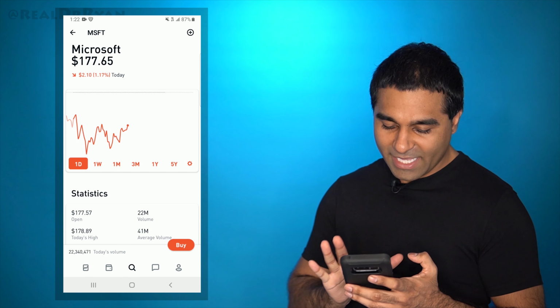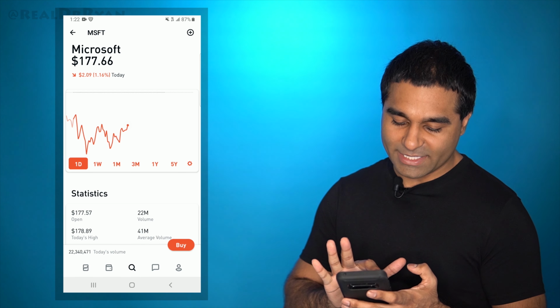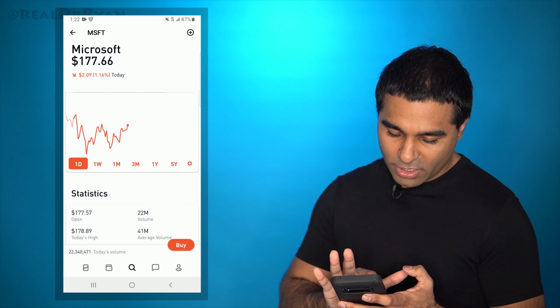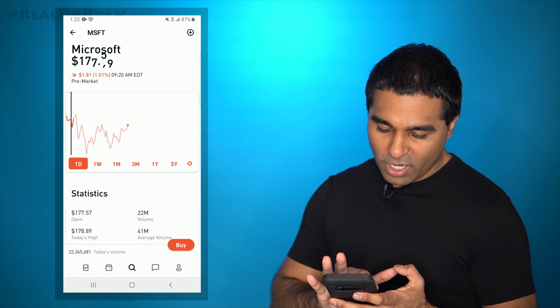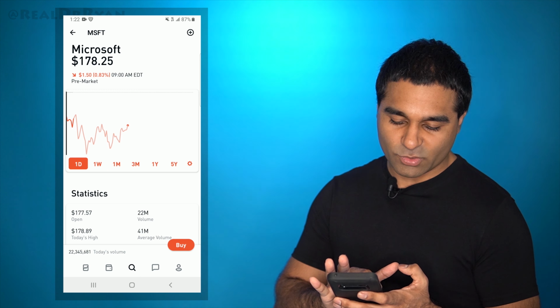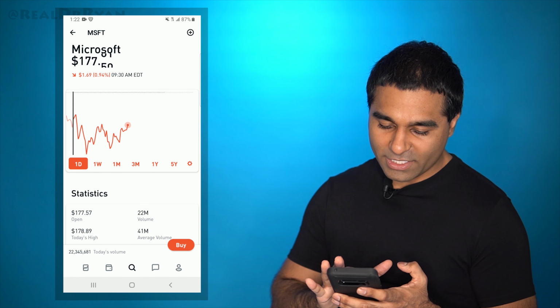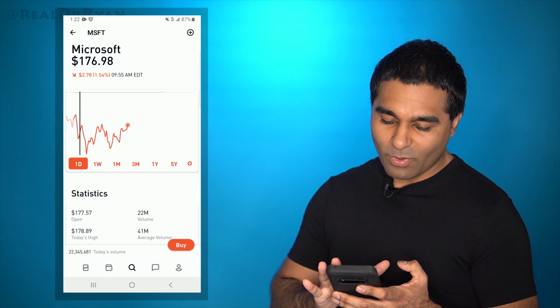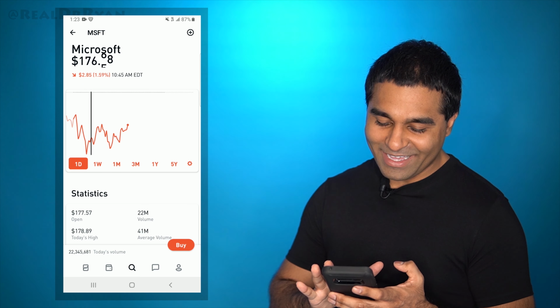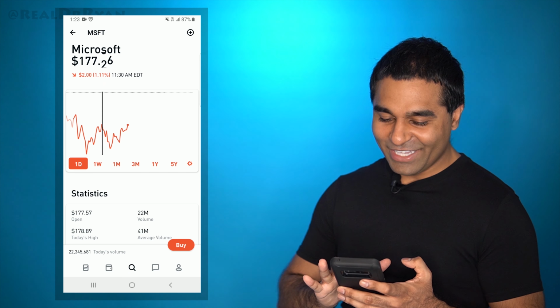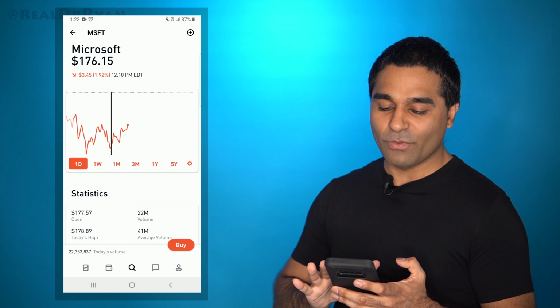So if we wanted to see how this stock has performed over the course of the day, you can just take your finger, put it on the chart, and you'll see that pre-market they were at about $178.25. And as you scroll through, you'll notice that they started to fall a little bit to 176, went back up, went back down, went back up, went back down, went back up. And you can see how the stock has performed throughout the day.